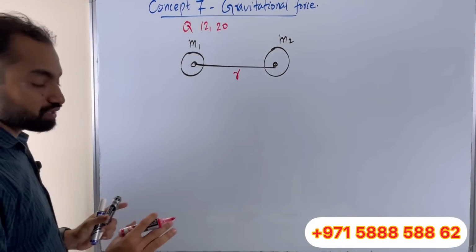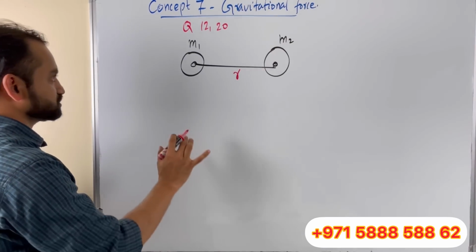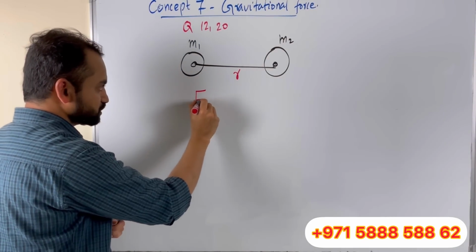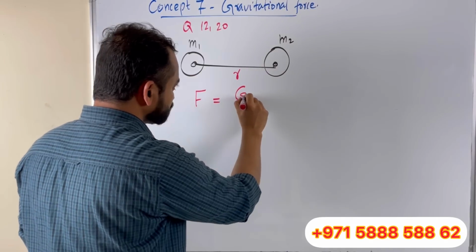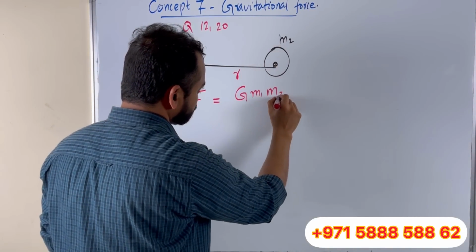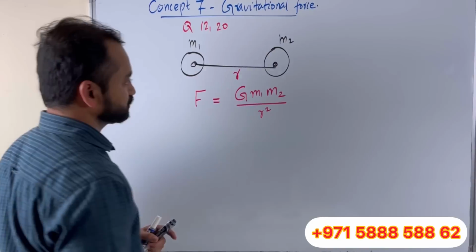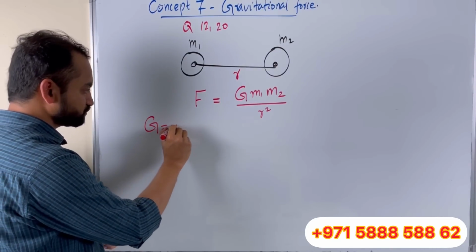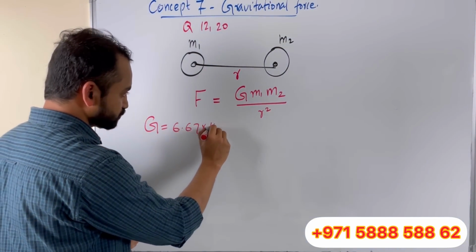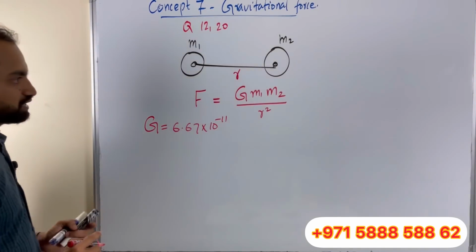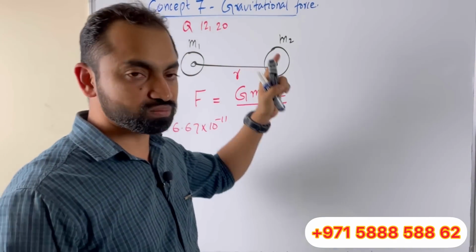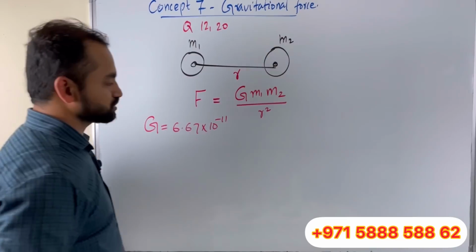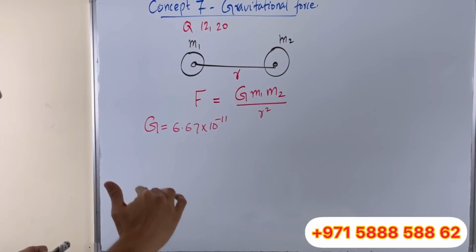Okay, so the universal law of gravitation states that these two objects attract each other with a force equal to G m1 multiplied by m2 divided by r squared, where G is a constant called the gravitational constant, and the value of G is 6.67 times 10 to the power negative 11. m1 is the mass of one object, m2 is the mass of the other object, and r is the distance from the center of one object to the center of the other.